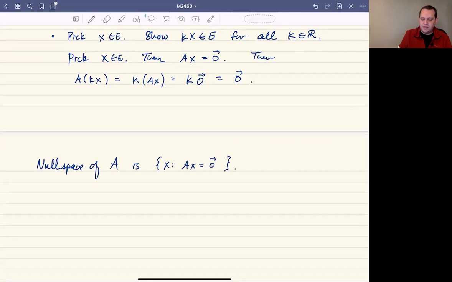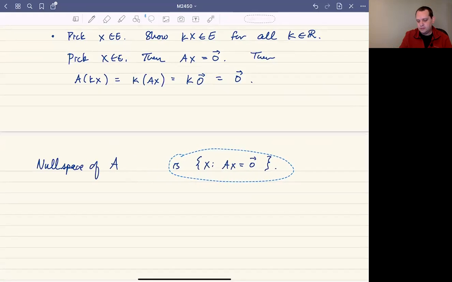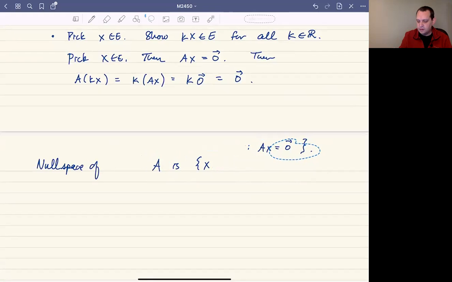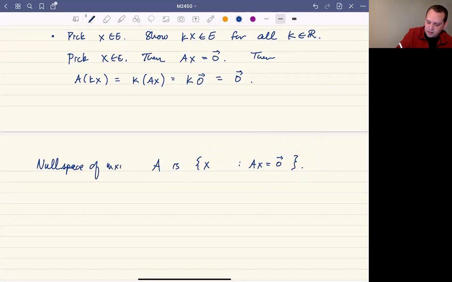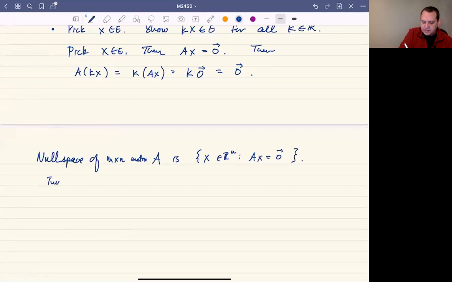And let me make this a little bit more precise. Okay, so just to make sure that everything is completely clear here. The null space of an m by n matrix A is going to be the set of vectors in Rn such that Ax equals 0. So the null space is this set, and then it turns out that this is a subspace. So this is a subspace of Rn, okay, because that's where the vectors live.